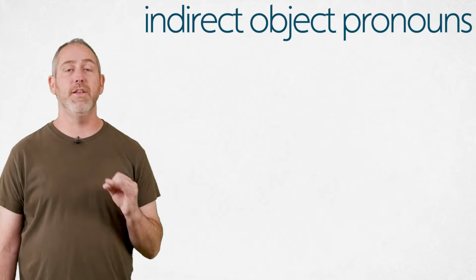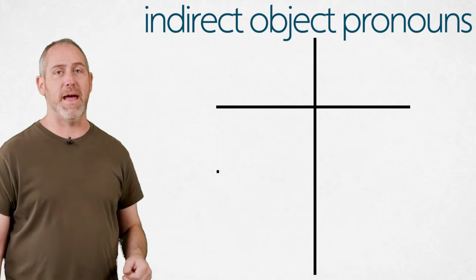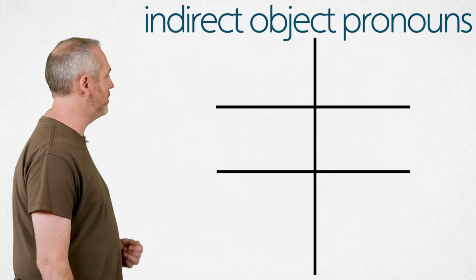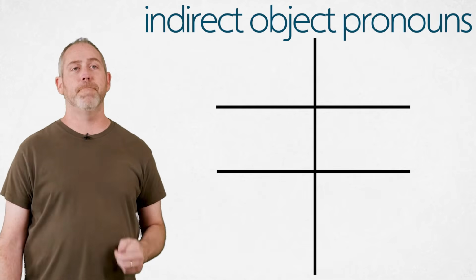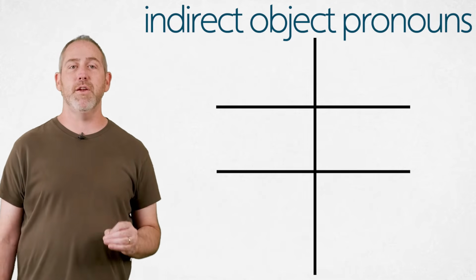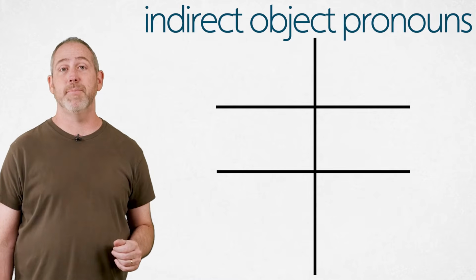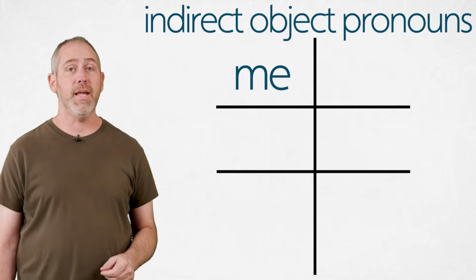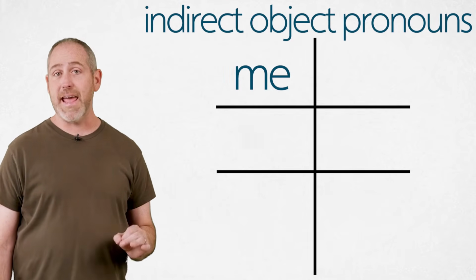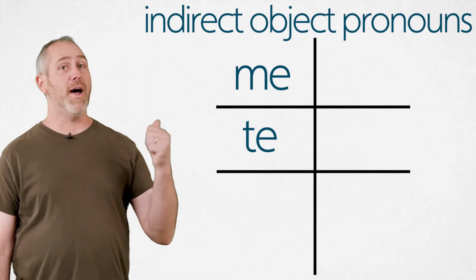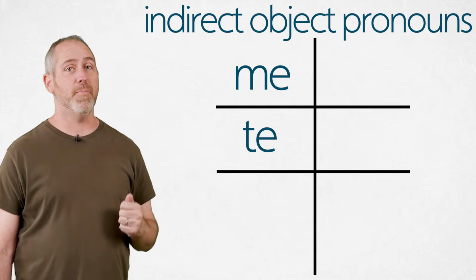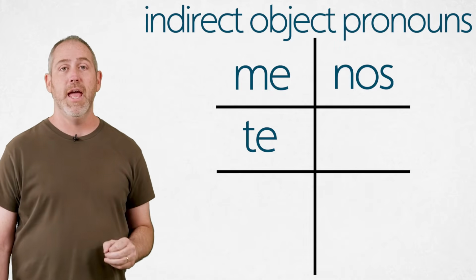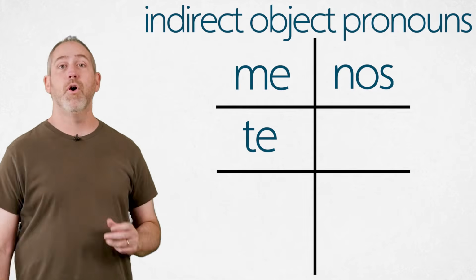Okay, now let's talk about how to do this in Spanish. Here are the indirect object pronouns. We're going to put our chart back up, our famous chart that I get so many comments about. Now you're going to notice that some of these are just like those direct objects we did last lesson. So up in the top left, we've got me, and in the middle left, we have te, and then on the top right, I'm going to go out of order here. On the top right, we've got nos, and on the middle right, we have os.